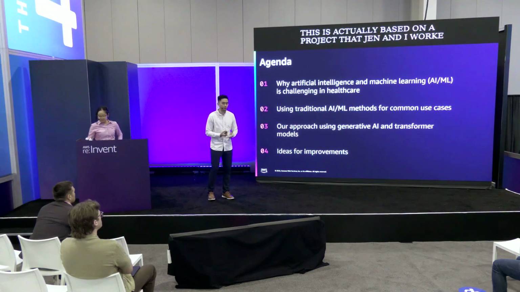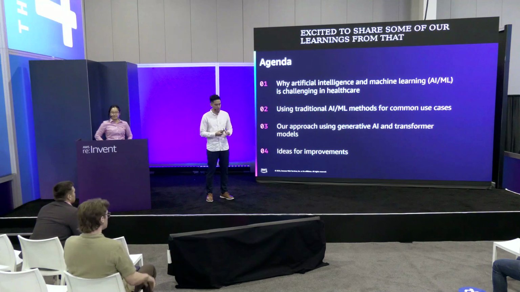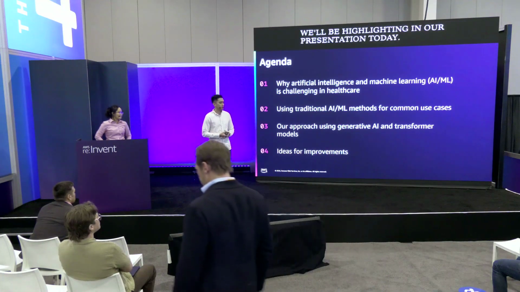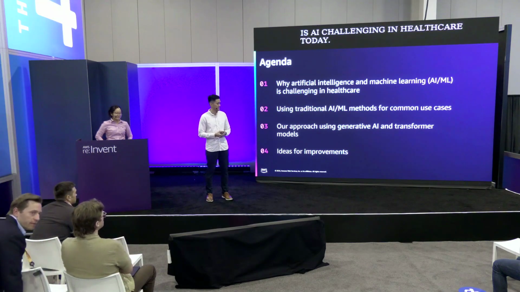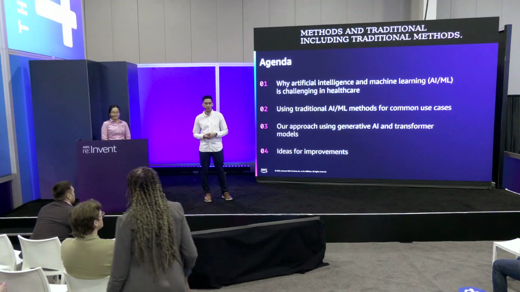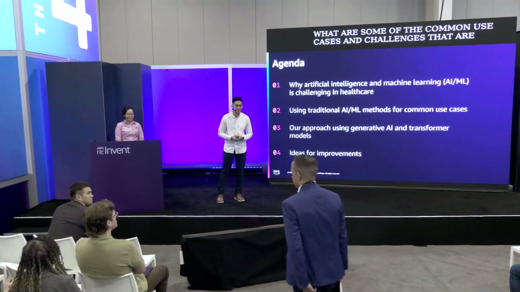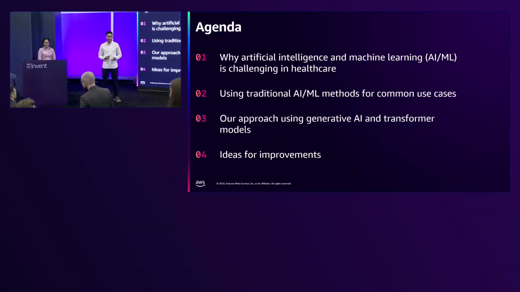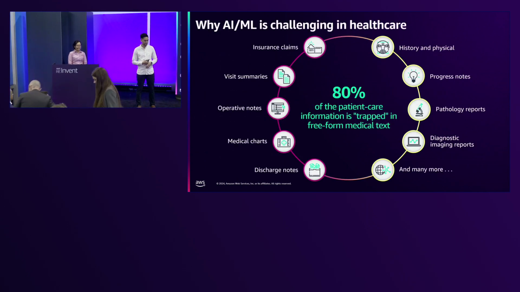All right, so there's 4 main topics that we'll be highlighting in our presentation today. First is, why is AI challenging in healthcare today? Second, using traditional methods, including traditional AI methods, what are some of the common use cases and challenges that are faced today with our customers? Third is, where does Gen AI and transformer models fit into this, and how does it help address those common use cases? And fourth, like we said, this was something that we did on a project. What would we improve upon?